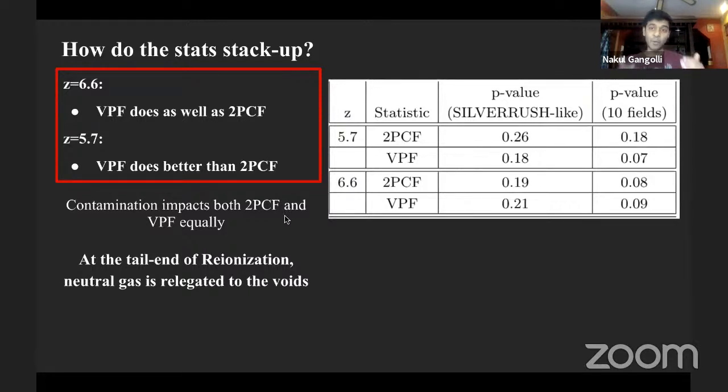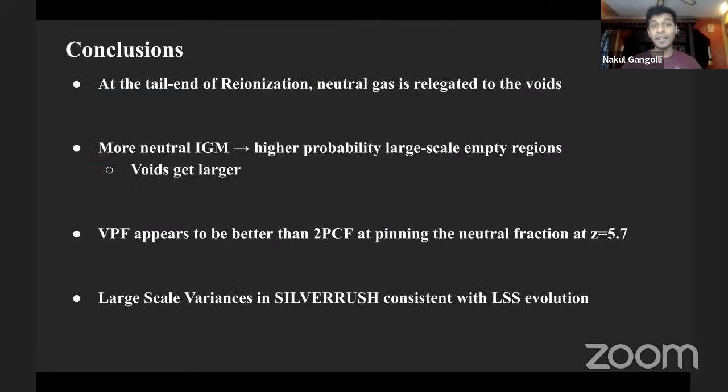And so the intuition as to why the VPF might be doing better at lower redshift than at higher redshift is that at the tail end of the reionization process, the neutral gas is relegated to the voids. And since the large scale structures have more time to evolve, those voids become more enhanced by the neutral gas present in the IGM, rather than it being more dispersed earlier on. And so I'll conclude my talk there. I'll leave up a summary slide, and I will thank you for your time.